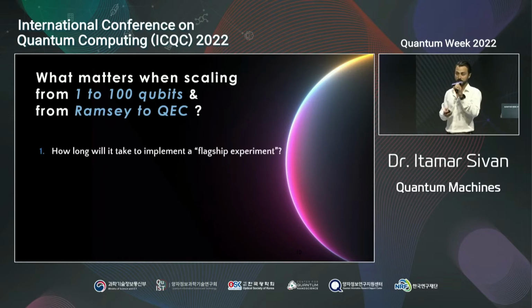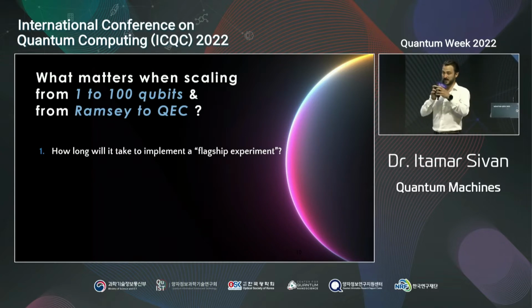We do it in 3 steps, 3 different questions. The first thing is, how long will it take to implement a flagship experiment? If you now want to scale up to 50 or 100 qubits, you probably have some flagship experiment in mind.